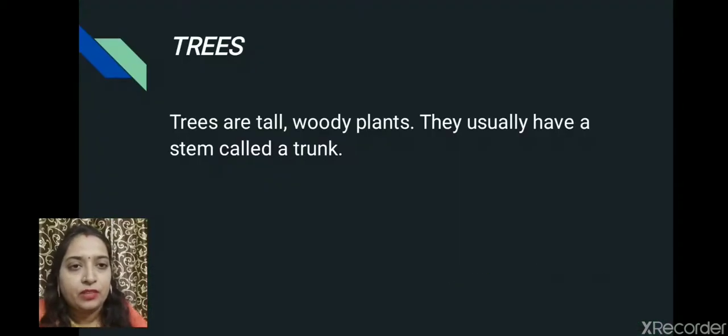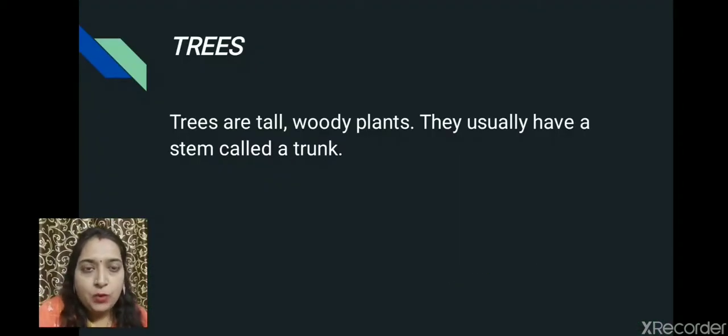Now let's come to the next category of plants, and that is tree. Okay, now trees, here you can see, how are they in appearance? You have seen many trees. Can you name a few of them? Right, like mango, banyan, peepal. And so many trees are there, like you have seen in your school garden also. So trees, are they small sized or big sized? Yes, they are big sized plants.